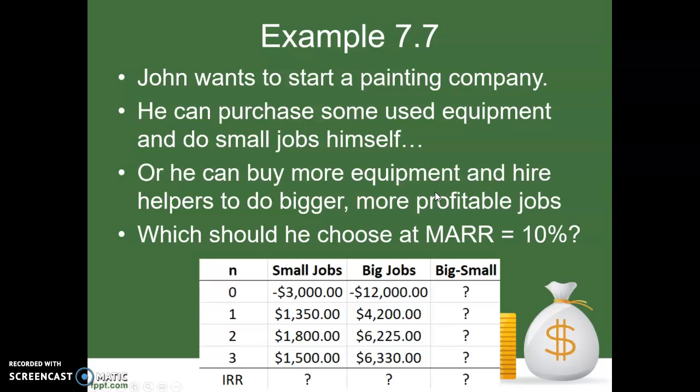Maybe we borrow that money from our parents or something. Somehow we get our hands on $12,000 and we go out and we buy bigger, better equipment that'll allow us to do bigger jobs. And maybe we get some helpers. We hire some people to help us. We have some employees. By investing that money and doing bigger jobs, we're going to see bigger revenue. Over the next 3 years, we'd make 4,200, 6,225, and 6,330. So let me bring up a spreadsheet and I'll reproduce this right here.